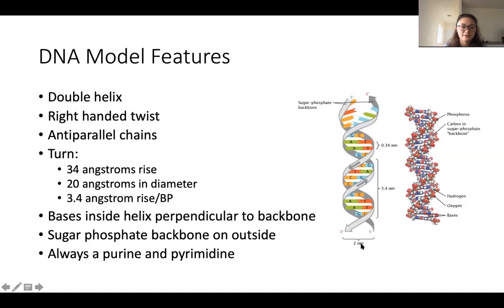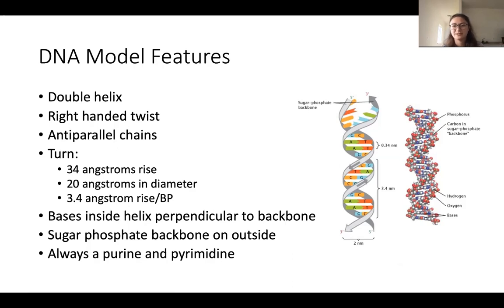They have anti-parallel chains. And then here are some of the dimensions. It takes 34 angstroms, if you remember Professor Yaffe's spiral staircase, where you're at the exact same position horizontally, but you are one level up, and 20 angstroms in diameter, 3.4 angstrom rise per base pair, which means that there are 10 base pairs per turn.